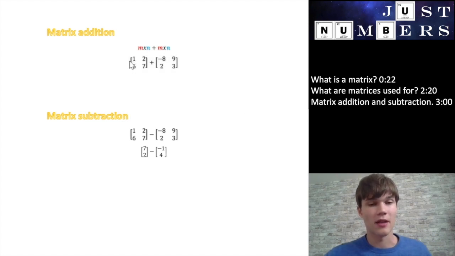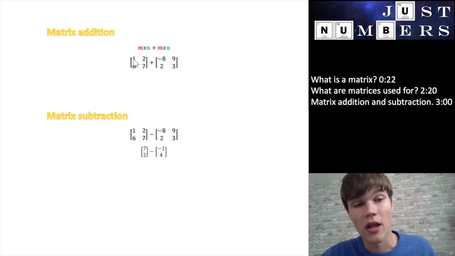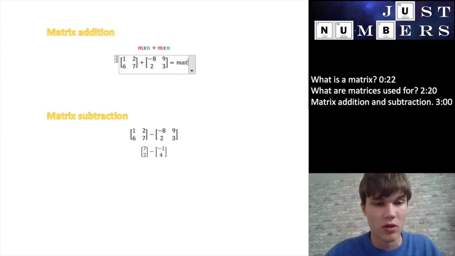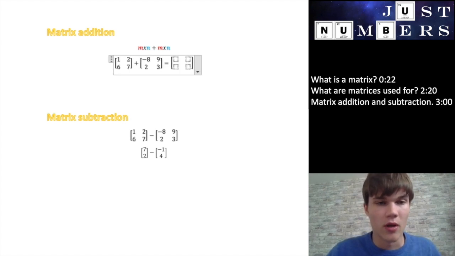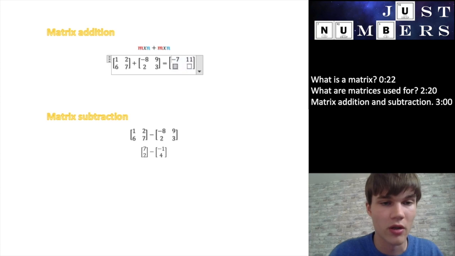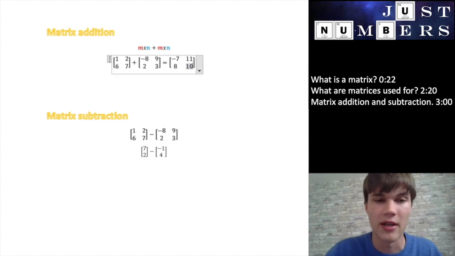When you have this 2 by 2 matrix, you take the first element. This is an element, as I explained before. The first element in the first row in the first column, so in the top left corner, and then the corresponding element, and then you just add them together, and you do that for every element in the matrix. So I'll just try to do it here. The first is 1 plus minus 8, and it gives us minus 7. The second one is 2 plus 9, which is 11. The third one is 6 plus 2, and it's 8. And the last one is 7 plus 3, and it's 10.